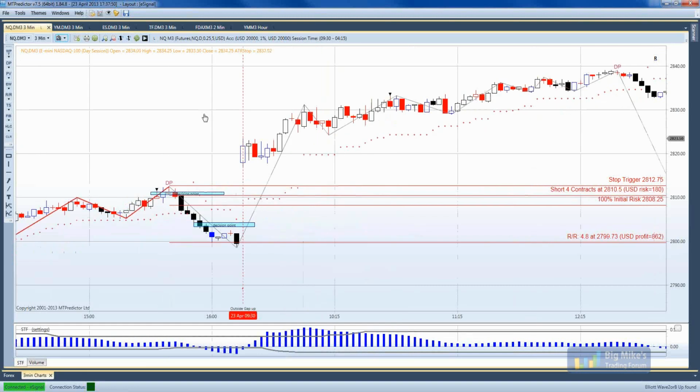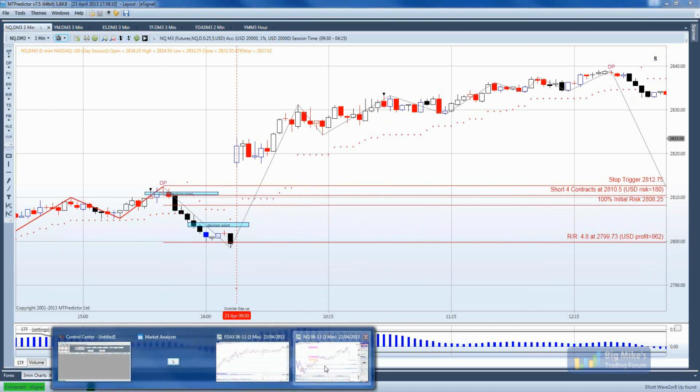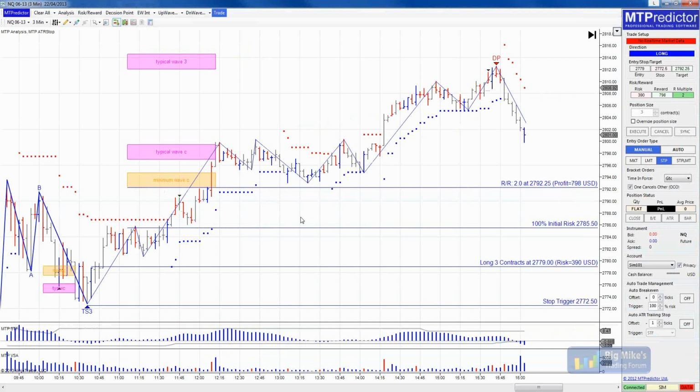In MTPredictor 7.5, our standalone version, we can only plot time-based charts at the moment. If you want to trade with different kinds of charts, for example, range bars or tick bars or whatever you want to do, then I do suggest you use our NinjaTrader add-on, because obviously NinjaTrader can plot any kind of chart you wish, and therefore you can place our analysis using the type of chart you're most comfortable with.